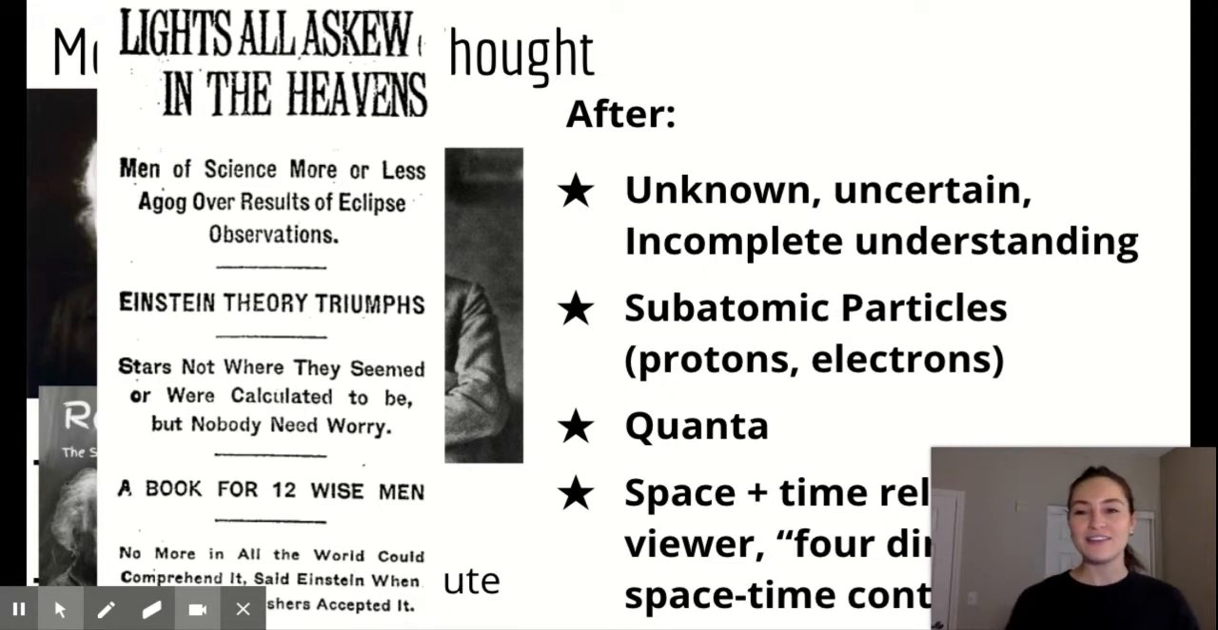This is a headline from right after the Eddington experiment. "Lights all askew in the heavens. Men of science more or less agog." That means shocked over results of eclipse observations. "Einstein's theory triumphs. Stars not where they seemed or were calculated to be, but nobody need worry." Even from this headline, you can kind of get the sense of anxiety, right?